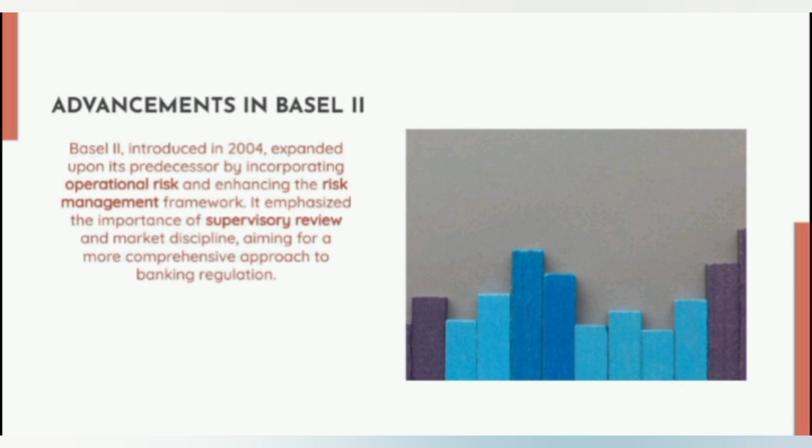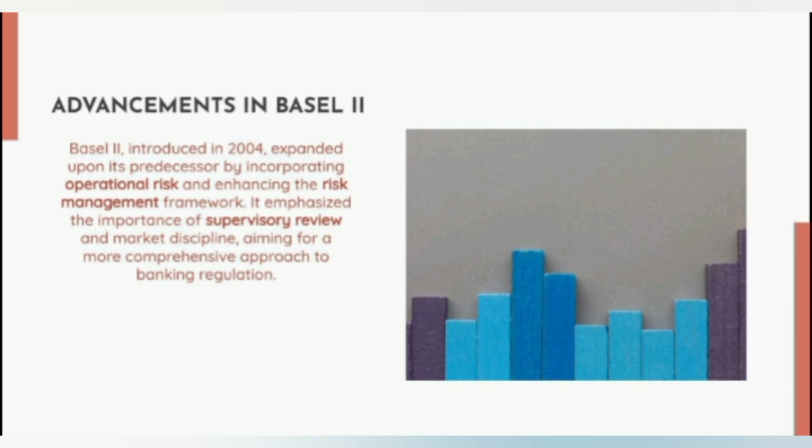Other than this, we have capital adequacy advancement, which is divided into three advancements. First, Tier 1 and Tier 2 capital definition, clarified capital requirements. Second, capital adequacy ratio, CAR, of 8% of risk weighted assets. And third, minimum capital requirements, MCR, that enhance capital requirements.